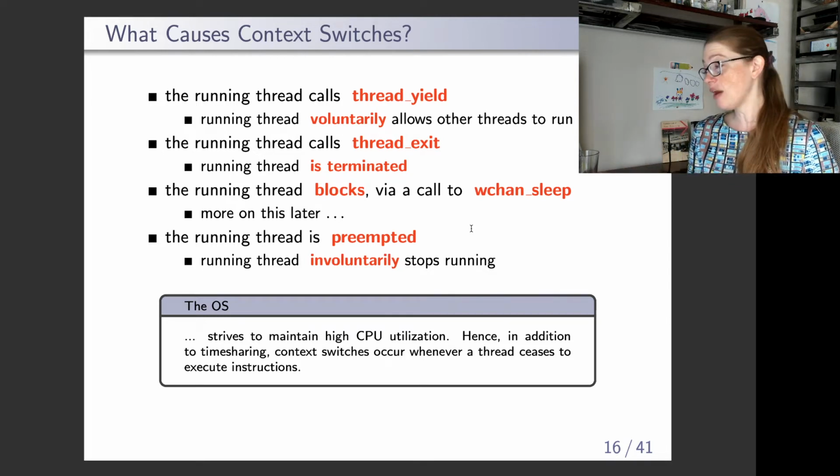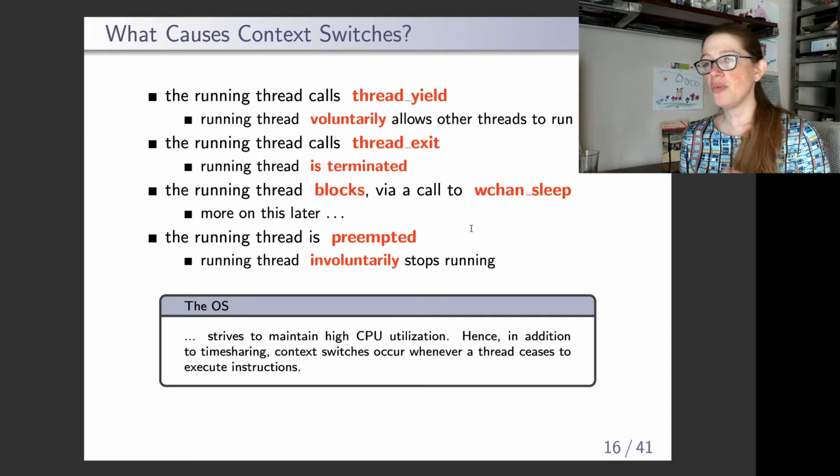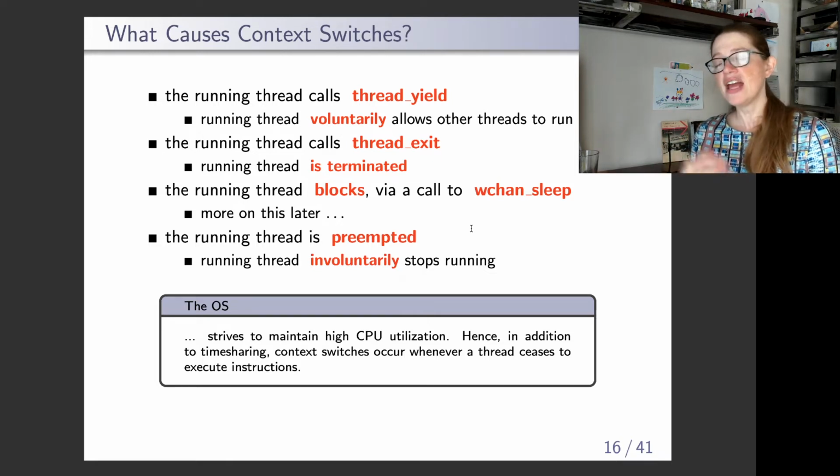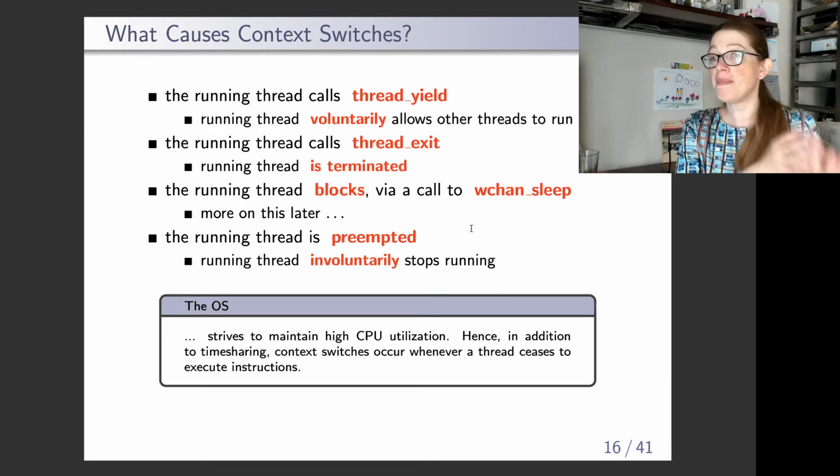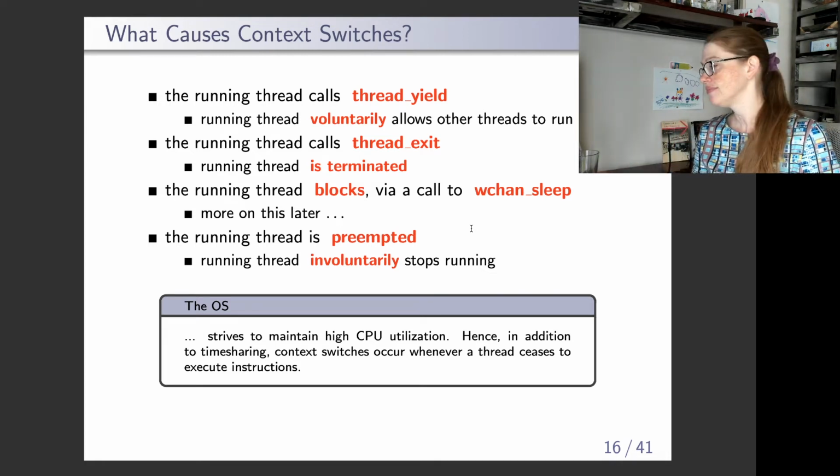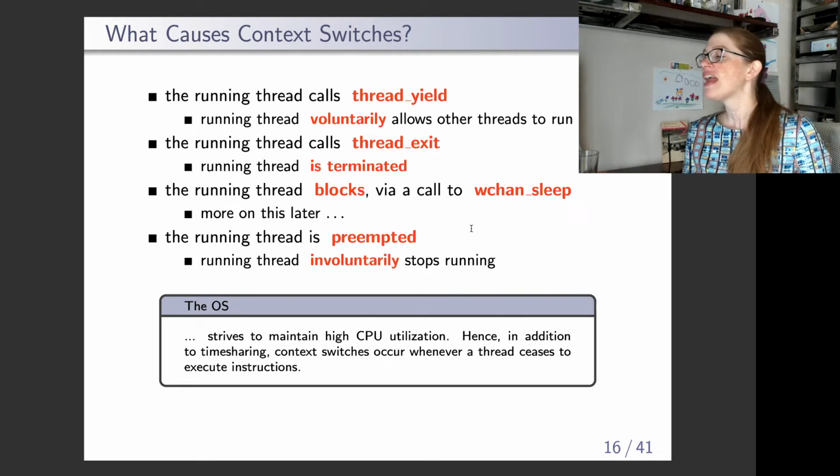The next thing that we have is thread exit. If a thread terminates, obviously we don't want to leave the CPU idle. So what we're going to do, of course, is have a context switch and run a new thread. Now the context switch there is going to be a little different because we don't care about saving the state of the old thread because it's dead. We can do whatever we want with it.